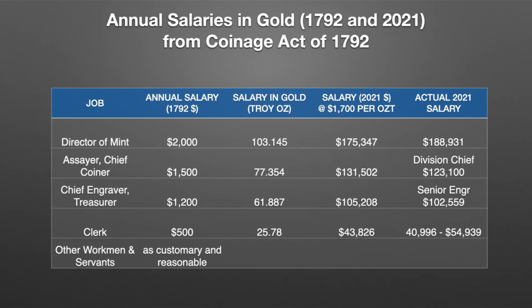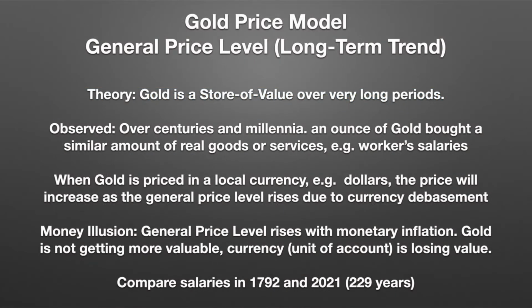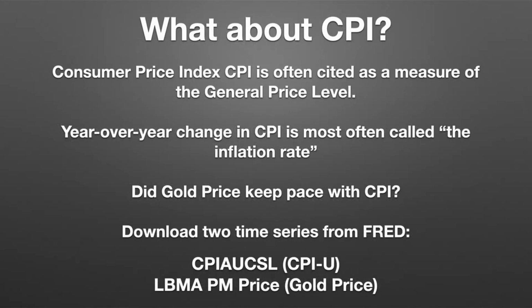So I think this pretty much shows that the observation is over 2 centuries plus that the salary of a worker in the same job, now he's going to be doing a little different stuff because he used different tools, but his salary is about the same in the amount of gold he has. But the next question I have is, okay, so what about the CPI?